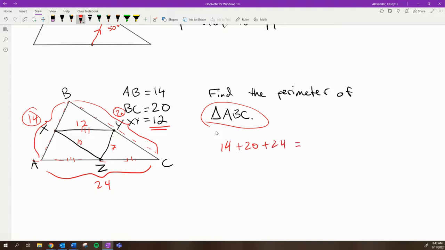What is that? 34, 54, 58 units. Okay. On the worksheet, there are other examples where it might say find the perimeter of A, X, Y, C or something, where you have to figure out the length of all the sides and find the perimeter of a quadrilateral. But I think you'll figure that out.